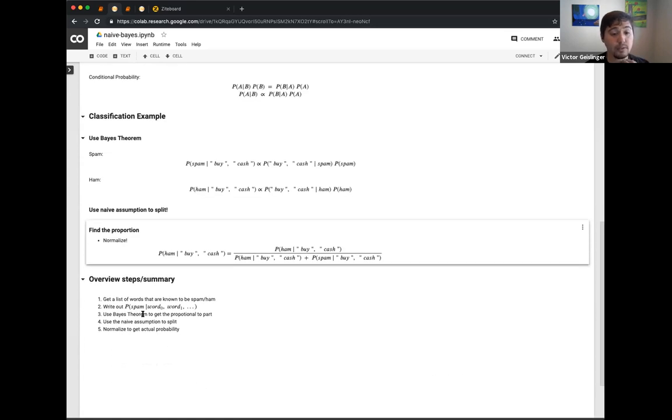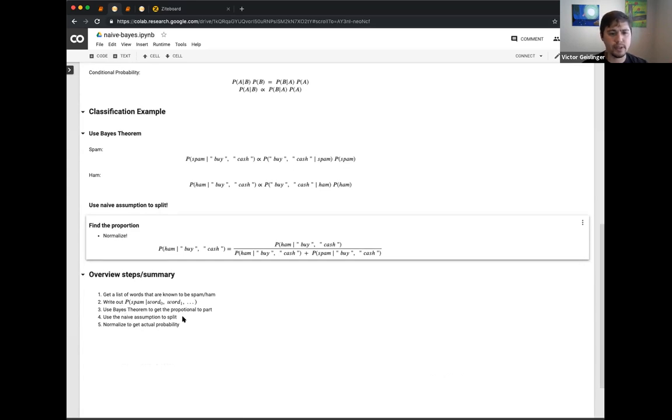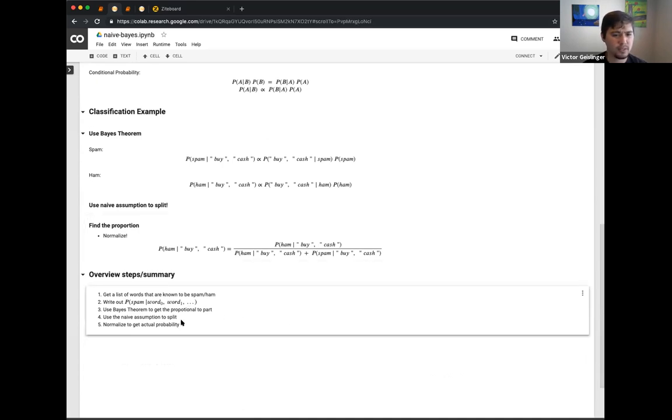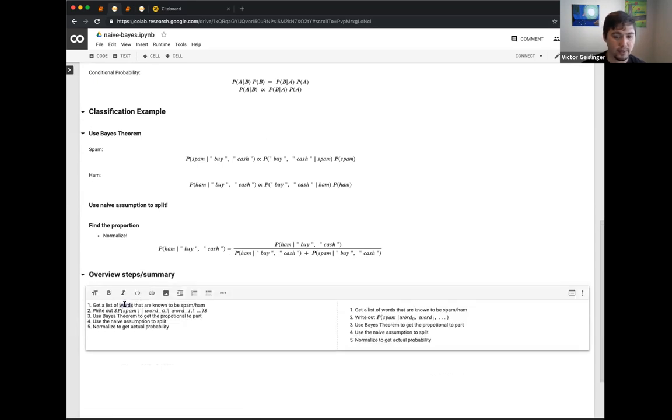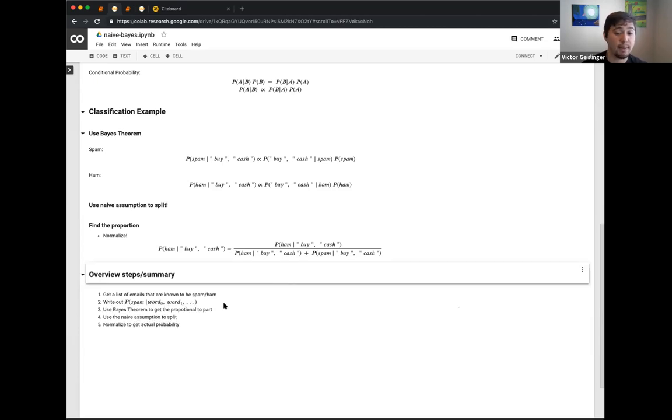Okay. So I basically just wrote this little quick summary, and this is procedurally what you're doing. Note that this isn't written anywhere in the curriculum, but this is essentially what you're doing when you do naive Bayes. Okay. You get a list of emails that are known to be spam or ham, and can you guys see this okay? It's not too small. Cool. In those emails there are words that indicate either it's spam or ham, right?